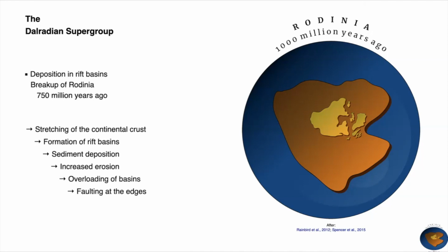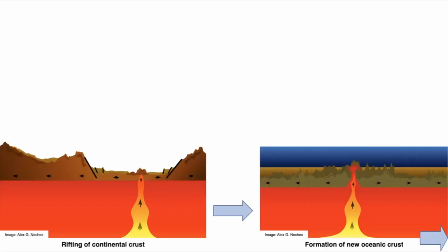This process of faulting and sinking of basins repeated itself several times, allowing for large amounts of sediment to be accommodated. Also, every episode of subsidence was accompanied by marine transgressions. As the breakup of Rodinia continued and the continental masses were pulled apart, the continental crust containing these basins eventually broke, creating new oceanic crust.